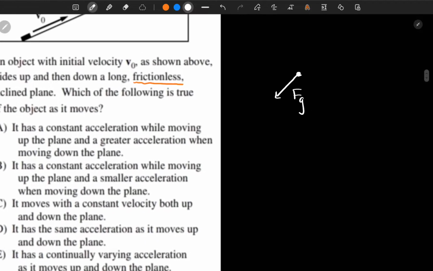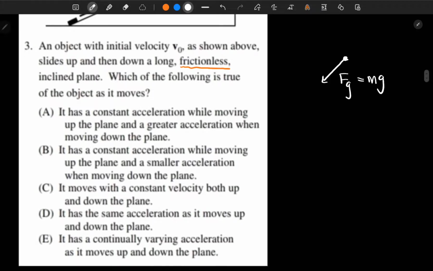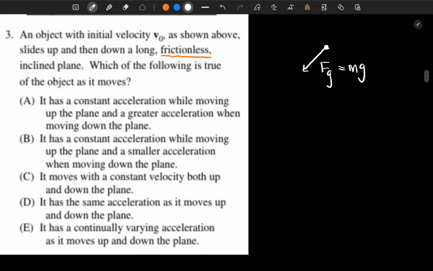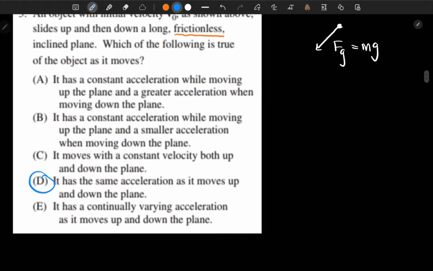Since this gravitational force is simply equal to m, the mass of the object, times g, the gravitational acceleration due to gravity on Earth, we have that the acceleration should be constant along the entire path up and down the ramp. So the answer is D, as the acceleration is the same as it moves up and down.